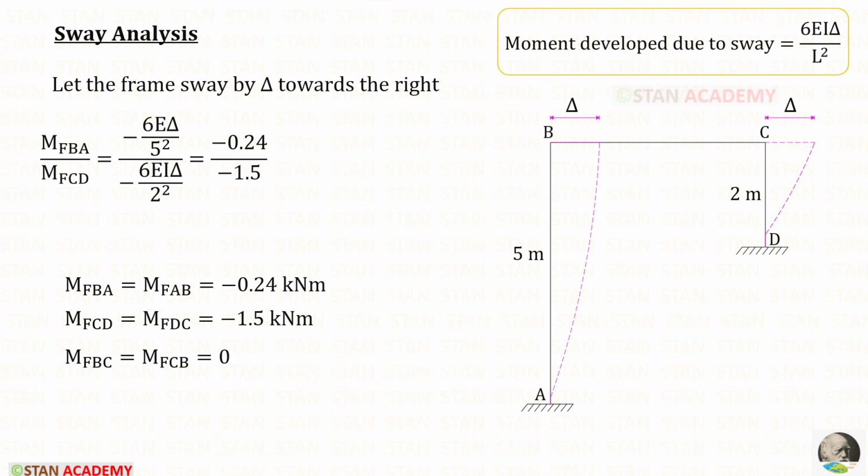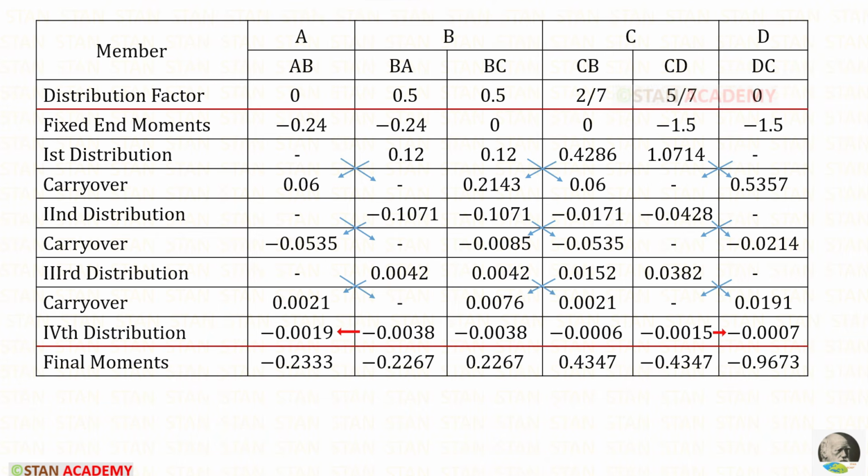For both of the moments in column AB, we need to keep minus 0.24. And for both of the moments in column CD, we have to keep minus 1.5. We have to keep the moments in BC as 0. This is the moment distribution table. In the previous problem, I have explained many times how to make this table. So I don't want to waste the time here. If you have any doubt, you can see the previous problems in the playlist. For the final moments, we will get these.